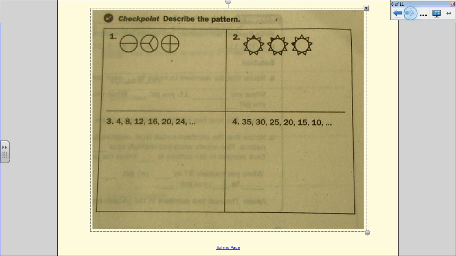All right, let's take a look at the checkpoint. If you notice, I've copied these out of here, and we want you to be describing the patterns. For the checkpoints, we're looking for written explanations. So I'm going to do the first one for you.